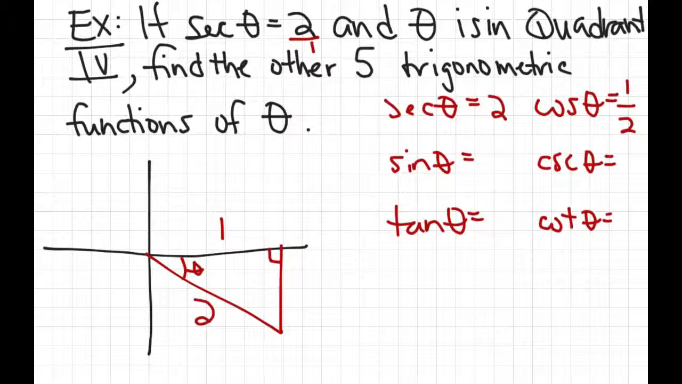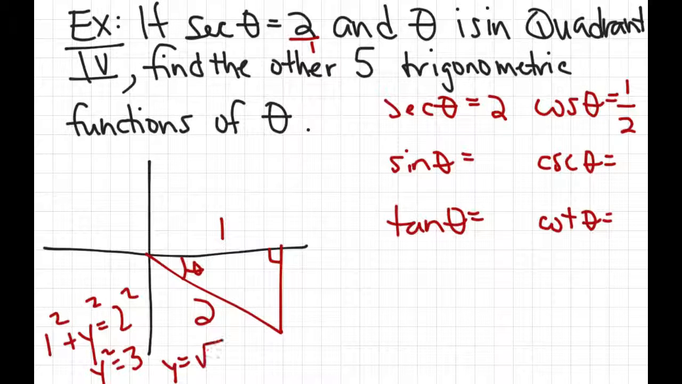So in order to find the other 4 trig functions, I'm going to have to find the opposite side using the Pythagorean theorem. So 1 squared plus y squared is equal to 2 squared. So y squared is equal to 4 minus 1, which is 3. Y must be the square root of 3. Should it be positive or negative, though? Well, in quadrant 4, this should be negative.